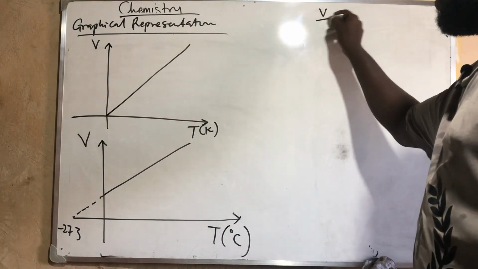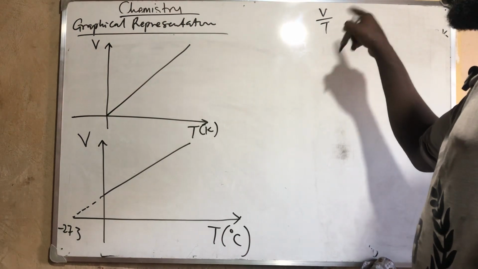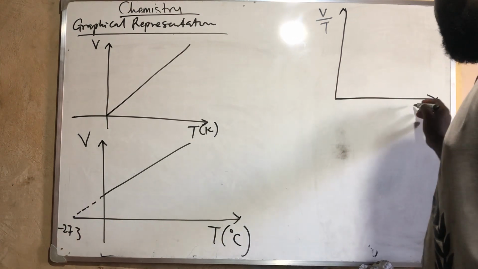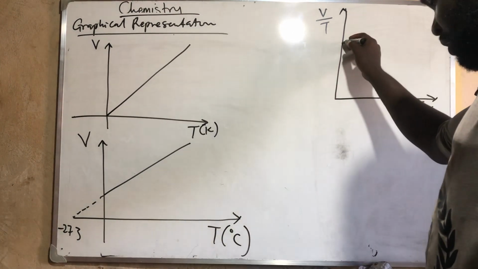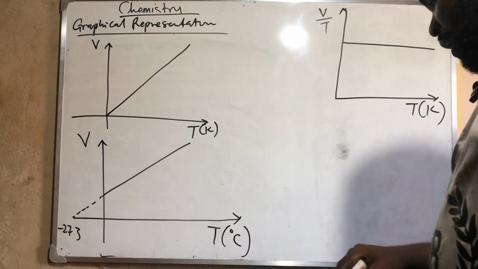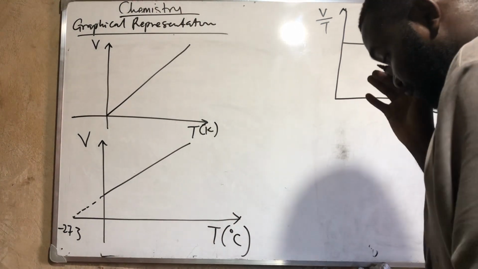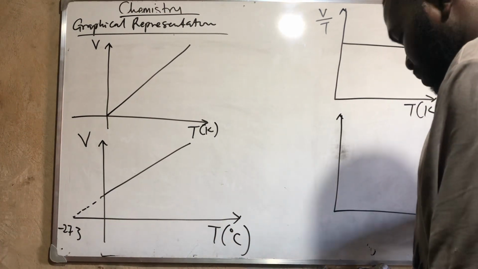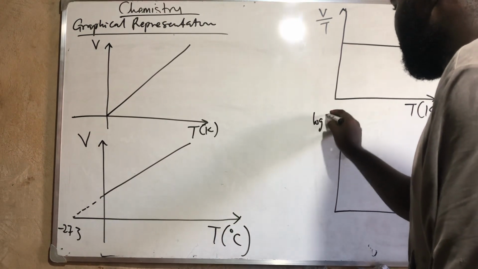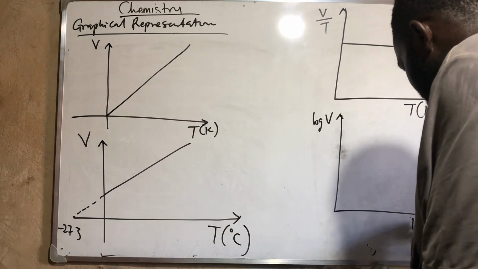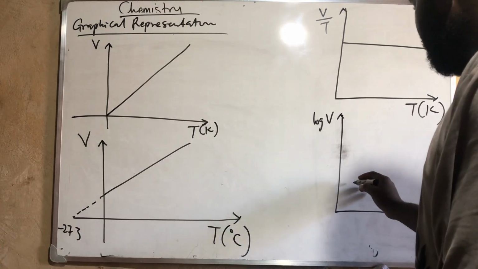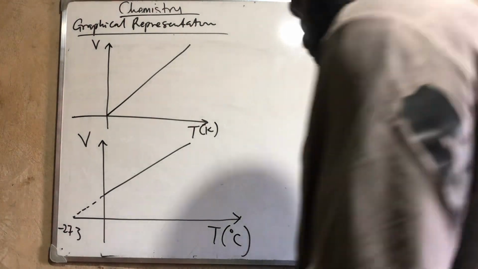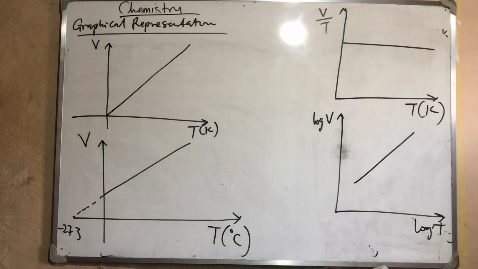So if you have V over T, V over T is your proportionality constant. If you have your proportionality constant against the temperature in Kelvin, then it's going to be a straight line like this. The fourth one is if you have log V and log T, then it will just be like this. So that is the graphical representation of Charles' law.